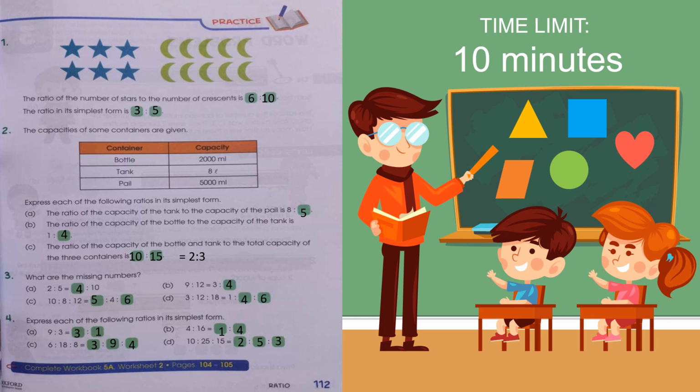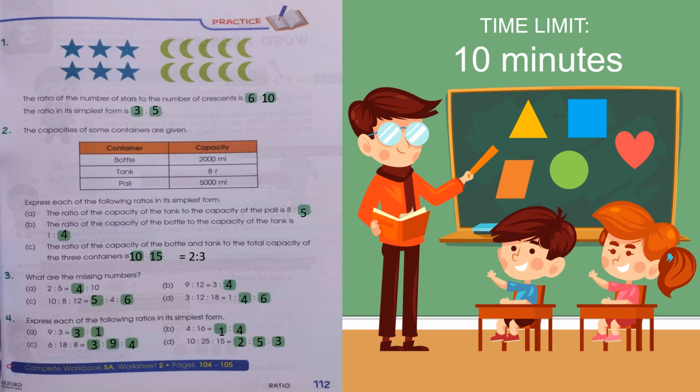Now in part C, we have the ratio of the capacity of the bottle and tank to the total capacity of the 3 containers, which is 10:15. Why? Because the capacity of the bottle and tank is collectively 2 plus 8, which is 10, and the total capacity is 2 plus 8 plus 5, which is equal to 15. So first we have the ratio 10:15.